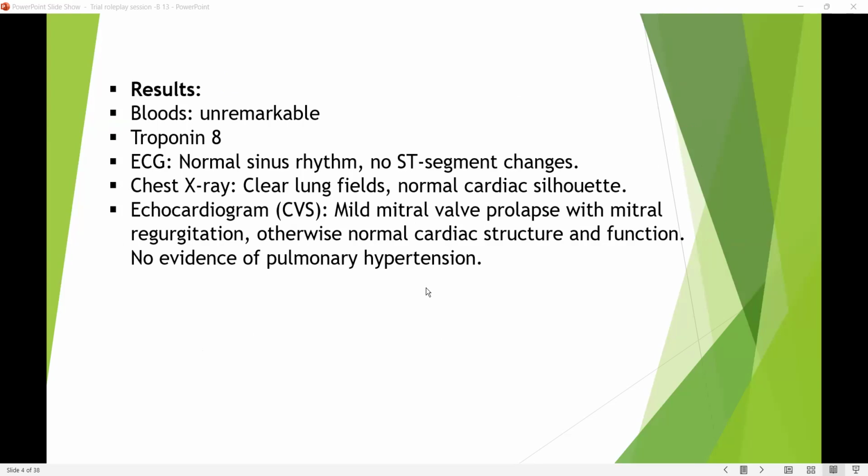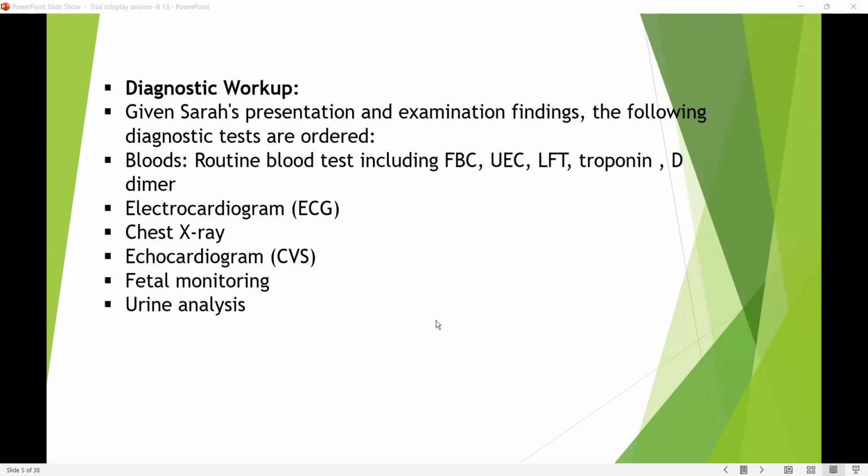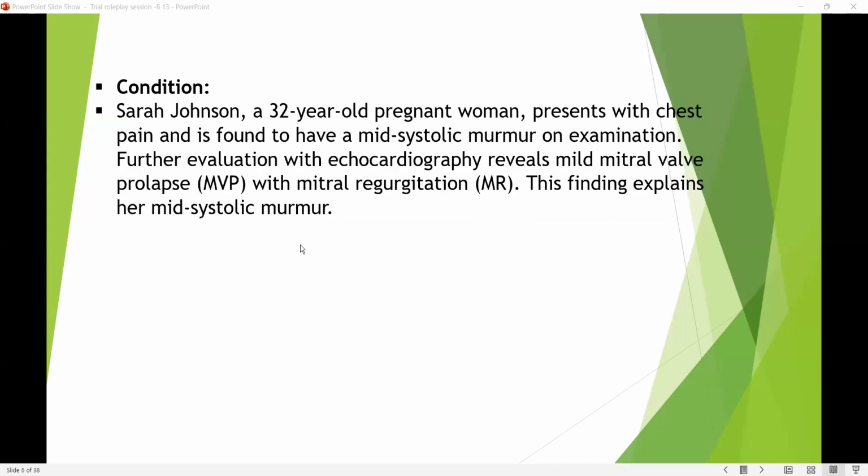But if it is a very severe condition, sometimes specialists might ask about doing an x-ray, but again, there is a radiation exposure risk. We're not doing a chest x-ray. So in this case, we can do all the blood tests, ECG, and then echocardiogram, okay? Basically all the diagnostic workups: bloods and ECG, urine if you need it, and then fetal monitoring like CTG, and echo. Based on the history, Sarah's condition is a mid-systolic murmur, a mild mitral valve prolapse with mitral regurgitation, and you can explain the management plan.